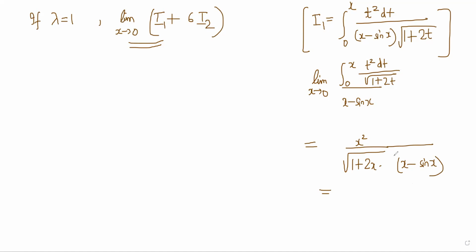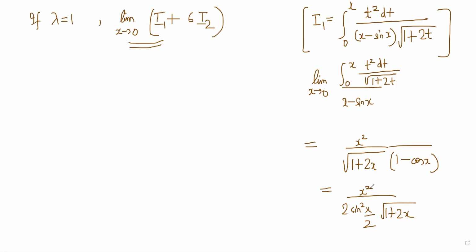So this limit will come out to be, no, it will be differentiation. So it becomes 1 minus cos x here, just like last time. And that can be written as 2 sine square x by 2, so x square by 2 sine square x by 2, root over 1 plus 2x.